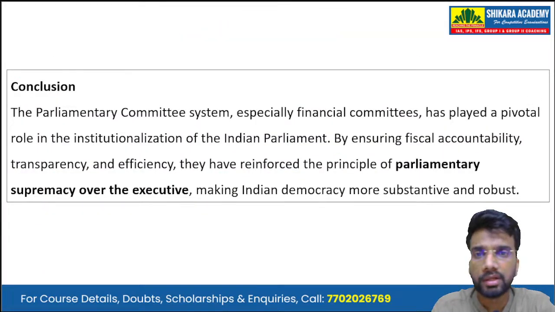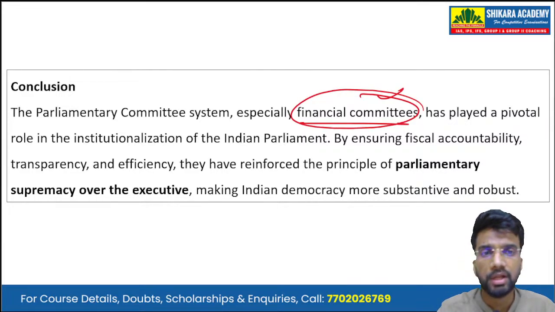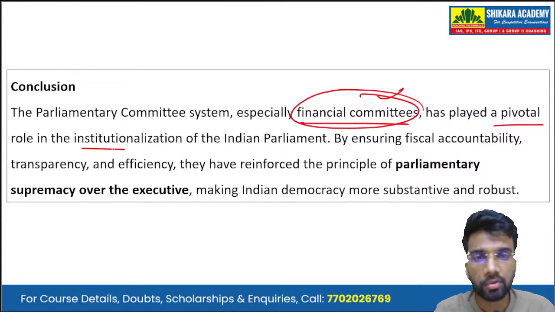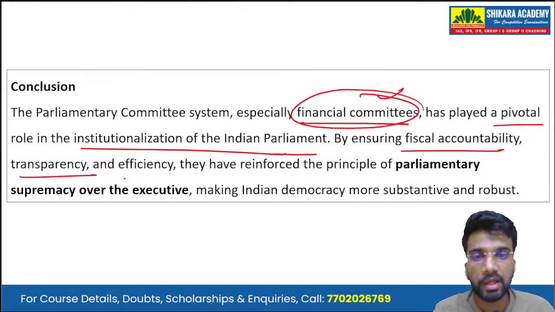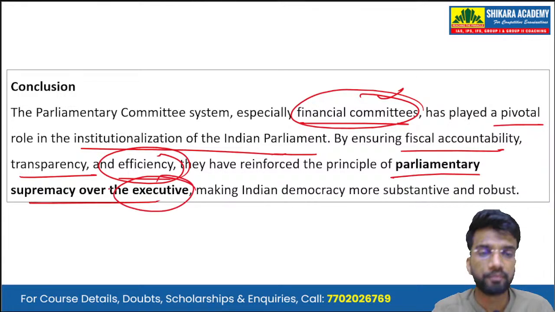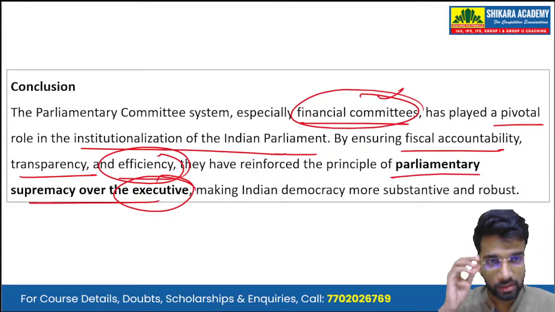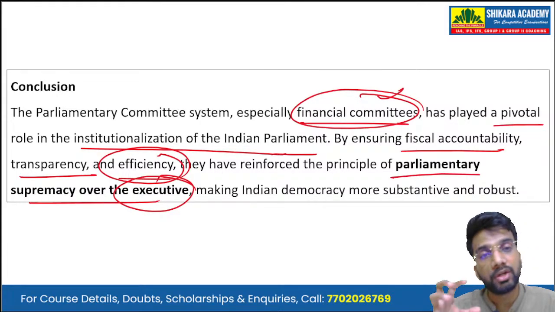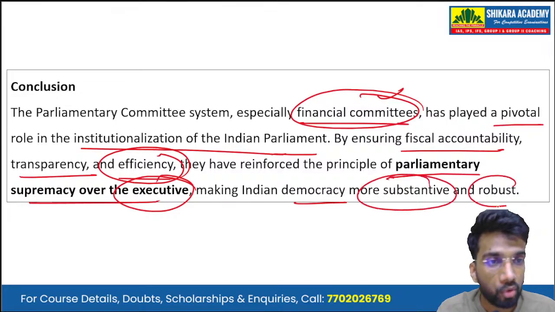Now, in conclusion, we can summarize the answer by writing that the parliamentary committee system, especially the financial committees, because the question is more emphasizing the financial committees, have played a pivotal role in the institutionalization of the Indian Parliament by ensuring fiscal accountability, transparency, as well as efficiency. They have reinforced the principle of parliamentary supremacy over the executive. Okay, so these are the instruments. These parliamentary committees are an instrument that ensures parliamentary supremacy or parliamentary oversight over the working of the executive. And this makes Indian democracy more substantive and more robust.